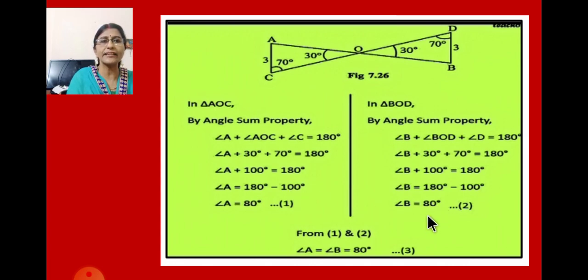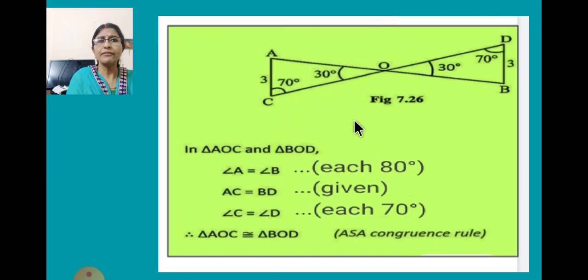So from 1 and 2 we got angle A equal to angle B is equal to 80 degree. Both the values are the same. So now we will take these two triangles. In triangle AOC and triangle BOD, angle A is equal to angle B, each 80 degree. Just now we have got the value of angle A and angle B, both are 80 degree.